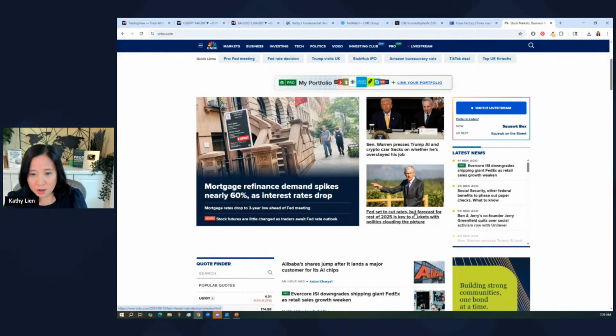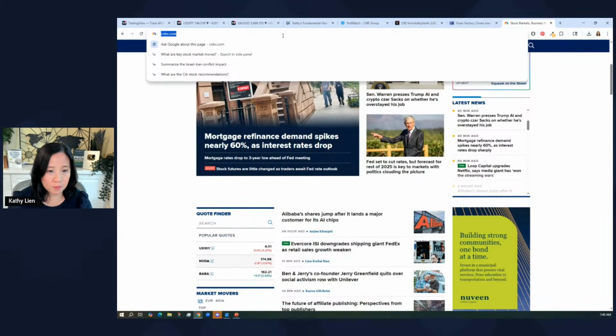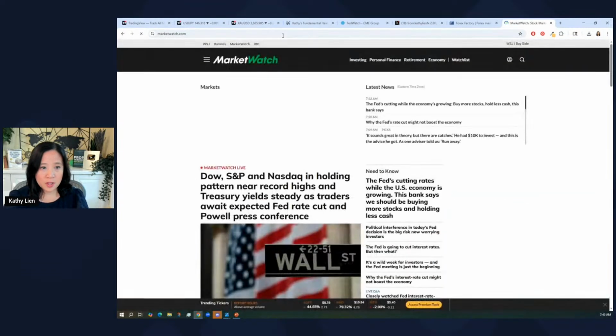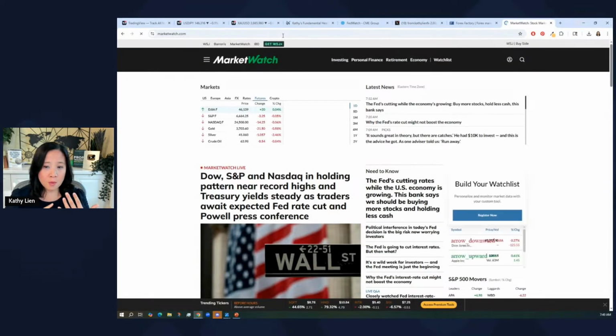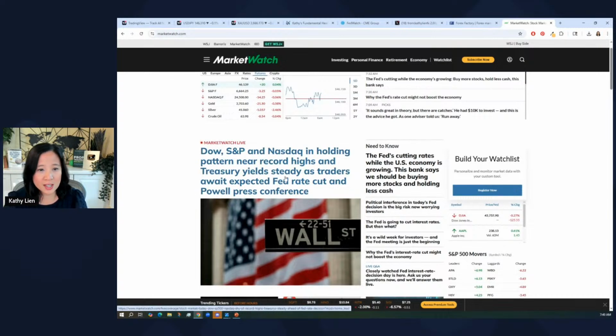So we know the Fed is set to cut rates, but the forecast for the rest of 2025 is key, with politics clouding the picture. And we're going to talk about this. But right now, it seems like you're not missing anything aside from the whole story with NVIDIA and TikTok, but that's separate. The Dow, S&P, and NASDAQ are holding near highs as Treasury yields steady as traders wait for the Fed cut. Okay, nothing that you're missing there.